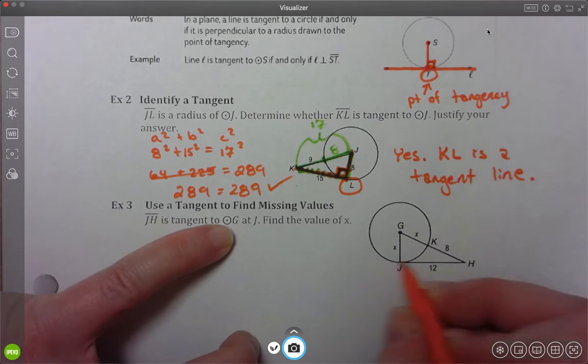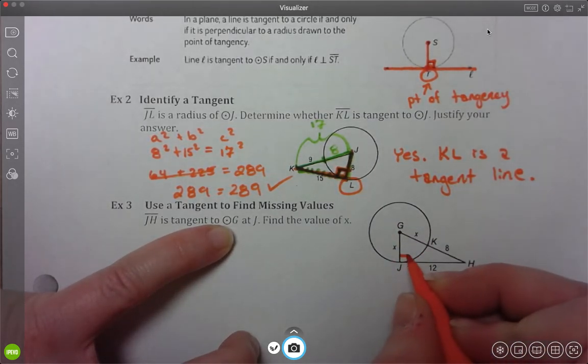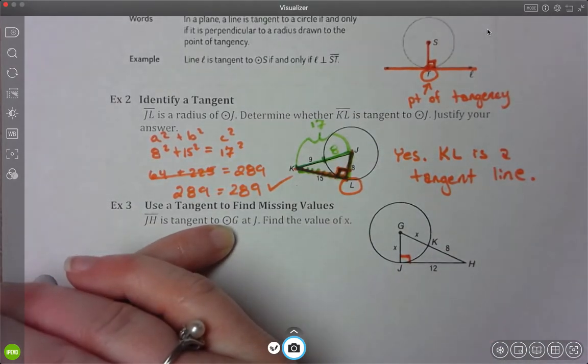Okay, all right. Next one, JH is tangent to circle G. So we know that this is tangent to my circle, which means that this has to be a 90-degree angle. Okay, we're not trying to prove that. We already know.